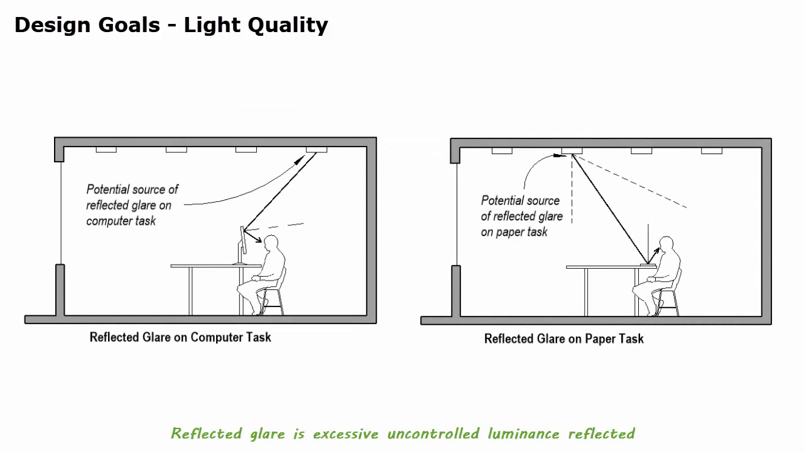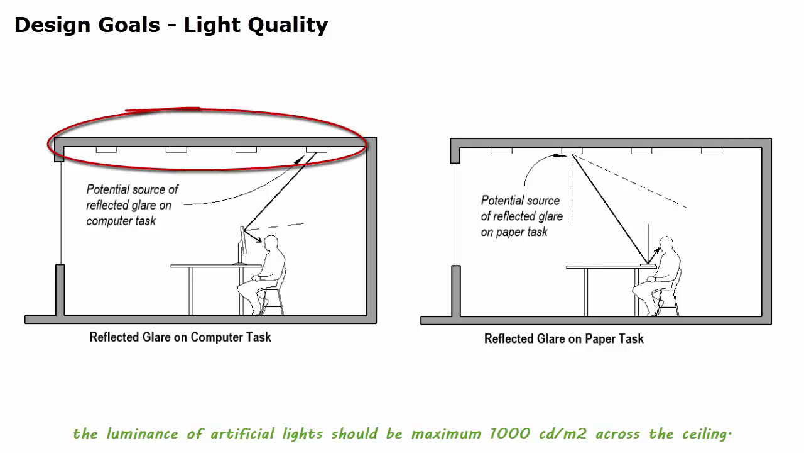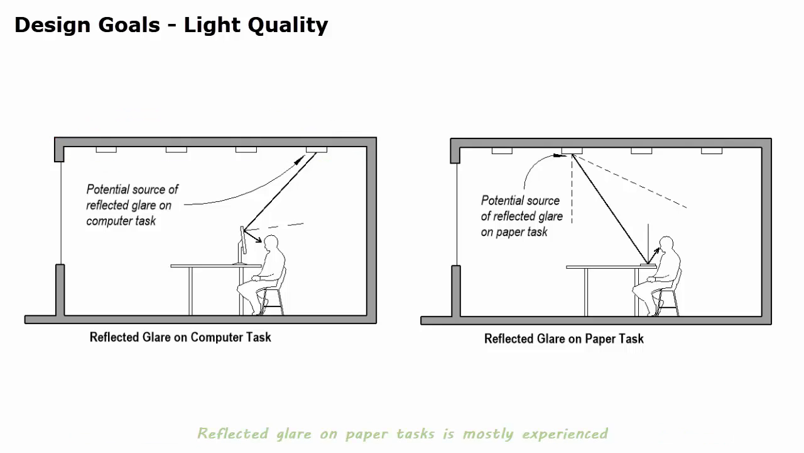Reflected glare is excessive uncontrolled luminance reflected on the task in the field of view. This includes the reflected luminance from interior surfaces or from lights. With computers being used widely in work environments, the luminance of artificial lights should be maximum 1000 candela per meter squared across the ceiling. Reflected glare on paper tasks is mostly experienced when lights are directly above the task.